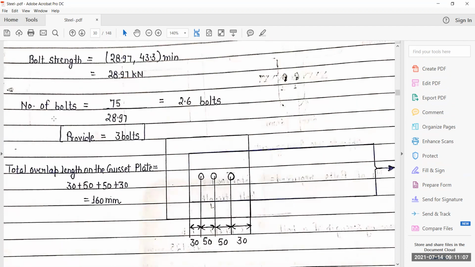Then provide the number of bolts, which is 25 upon 28.9, equal to 2.6 bolts. So you provide 2.6, which is equal to an average of 3 bolts. Okay, you find the number of bolts.